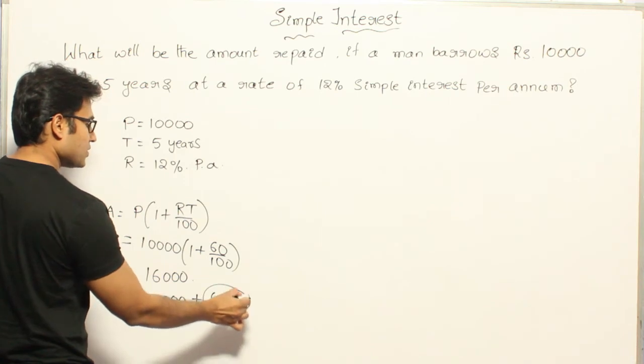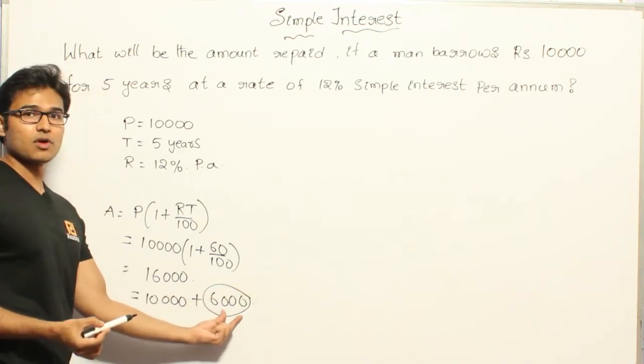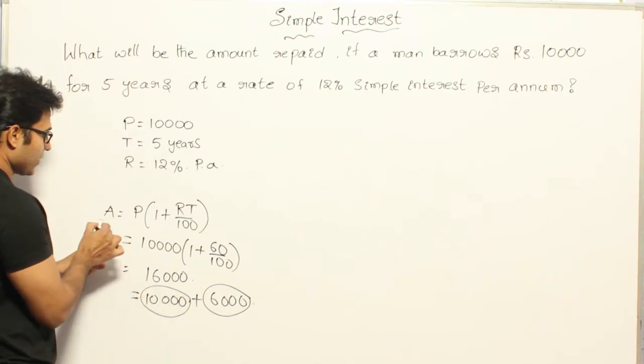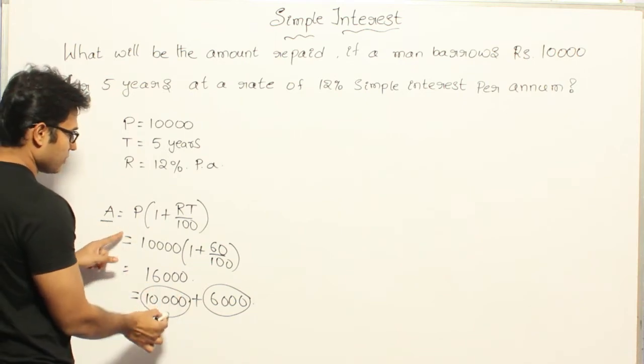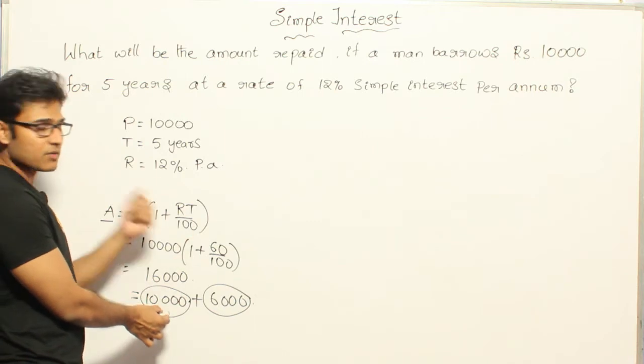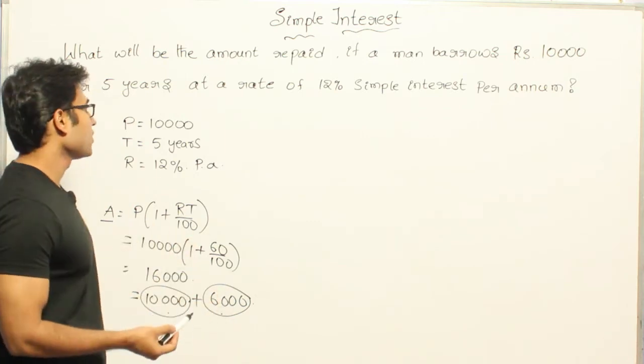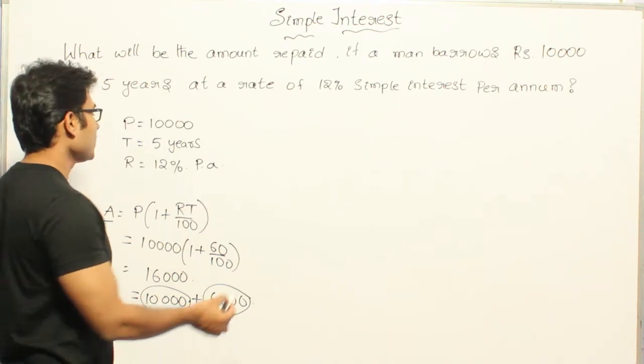Now what is the 6,000? The 6,000 is the simple interest we got for 5 years. And this is the actual amount. Therefore, the final amount that you will get back is equal to the principal, which means the amount that you have given, plus the interest that it has earned. Therefore these two we are going to get. Okay, now this is one way of solving it.